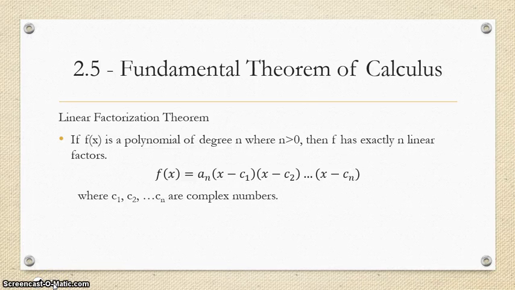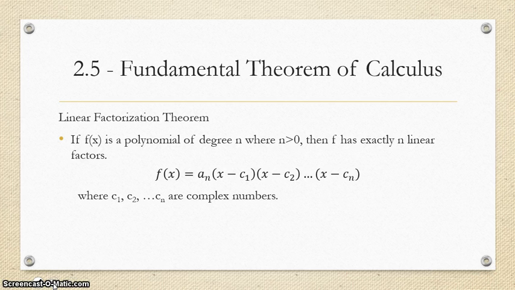Okay, section 2.5 is all about the fundamental theorem of calculus. We're going to start with our linear factorization theorem. If f of x is a polynomial of degree n, where n is greater than 0, so a positive number for our polynomial, then f has exactly n linear factors. So if I have a polynomial of 4th degree, I have 4 factors. Polynomial of 100th degree would be 100 factors.